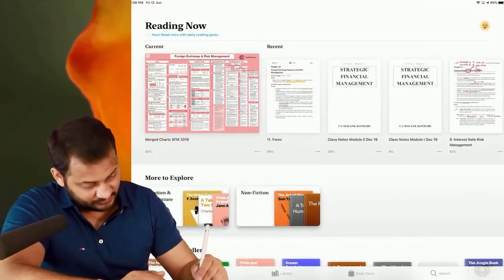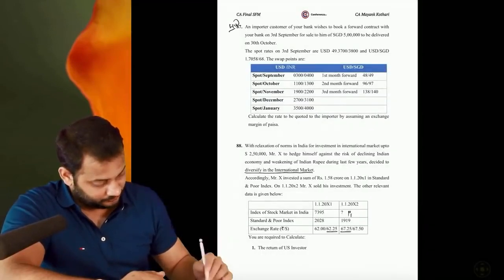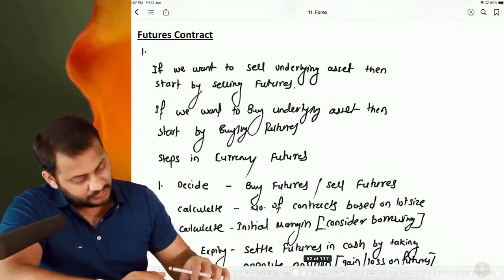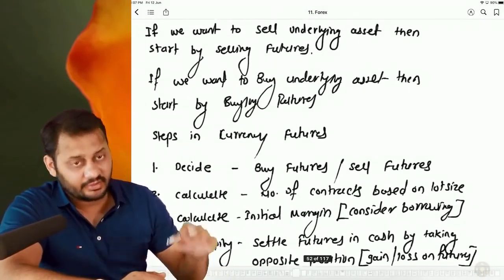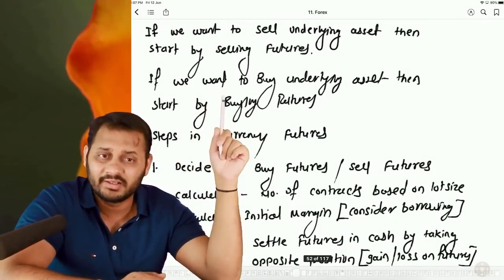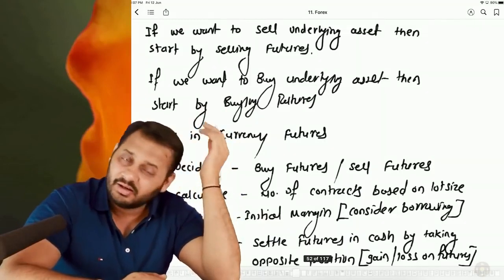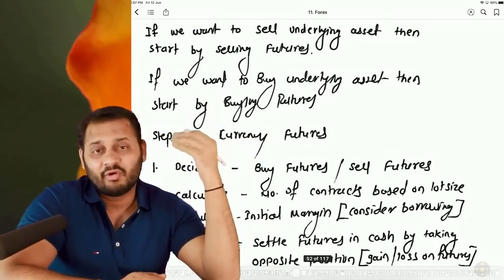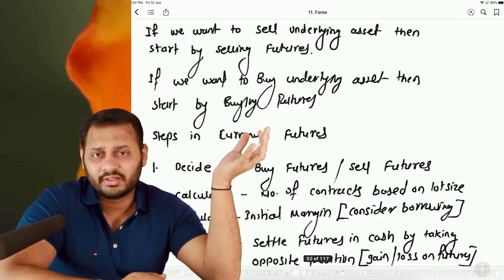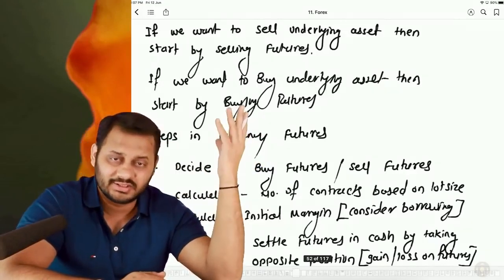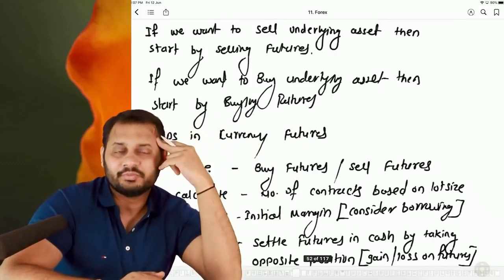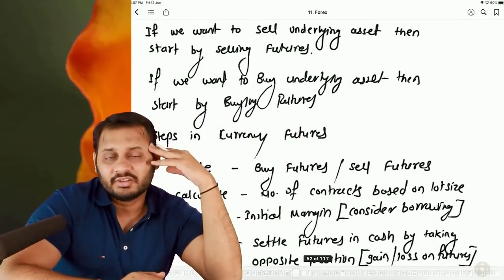Currency futures. Yeah, so I'm repeating this. If we want to sell underlying asset, then start by selling futures. If we want to buy underlying asset, then start by buying futures. And underlying asset is decided by what is quoted by the stock exchange. You can take the lot size to interpret that. It is not "I want to sell dollar, that means dollar is the underlying asset." No, underlying asset of futures is decided by the stock exchange, not you. So find out what is the asset.